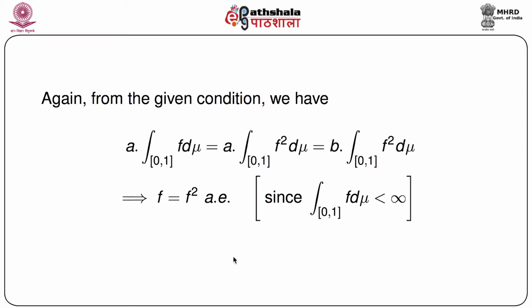Now one interesting point to note is that it can be easily shown that if f equals f squared almost surely, then f will take probably only two values, 0 or 1. That means f is basically an indicator function. So that is kind of a byproduct of this result, that under this problem f is nothing but an indicator function over the 0, 1 interval.